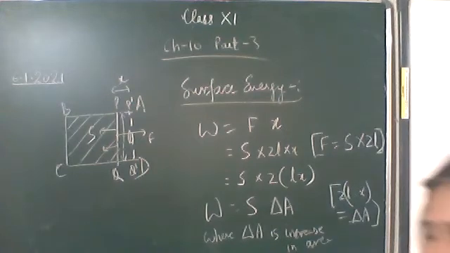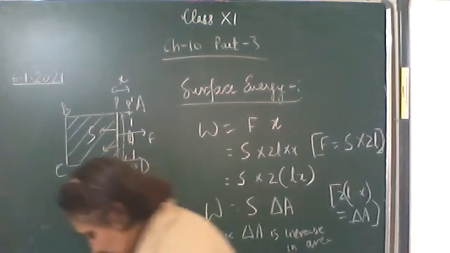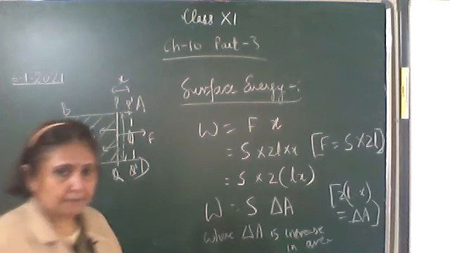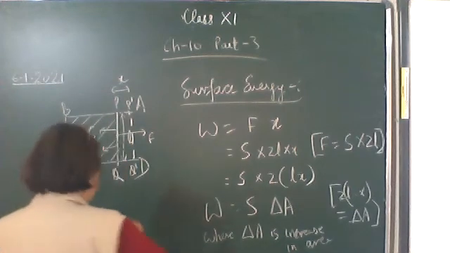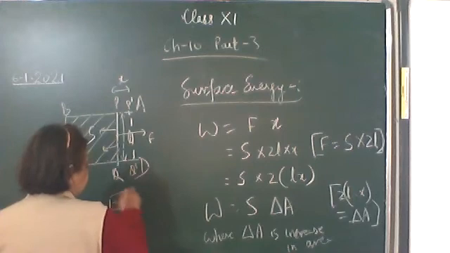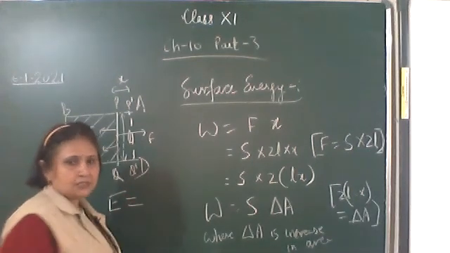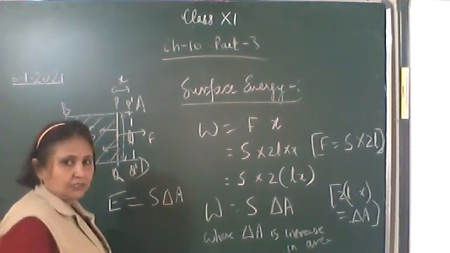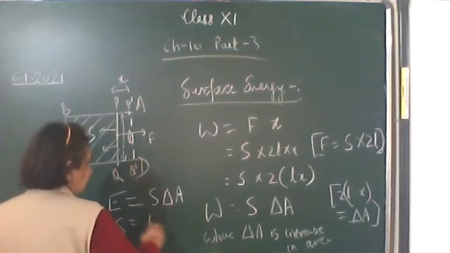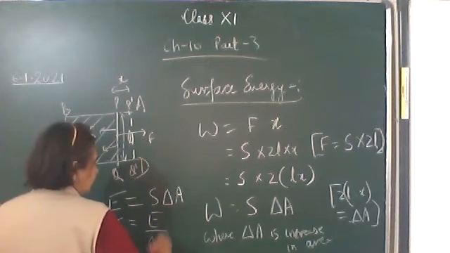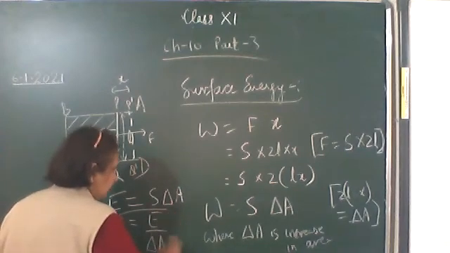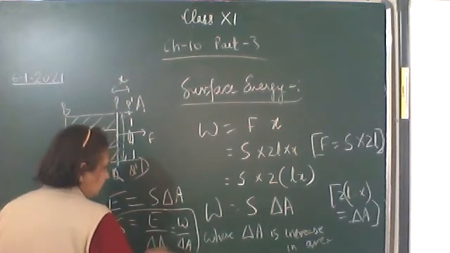Write down, this work done is stored in the form of surface energy. Hence, surface energy is given by S into delta A. So from here, surface tension is equal to surface energy per unit increasing area, or this can also be written as work done per unit increasing area.